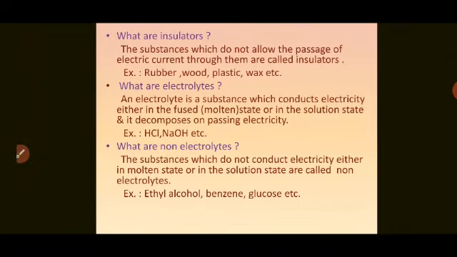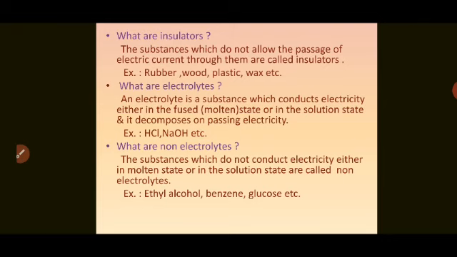Now what are insulators? Even this term you have studied in solid state. In solid state we have studied three terms: conductors, semiconductors and insulators. So again we have to study insulators. The substances which do not allow the passage of electric current through them, meaning there is no current flow through this material, are called insulators. Examples: rubber, wood, plastic, wax, etc.